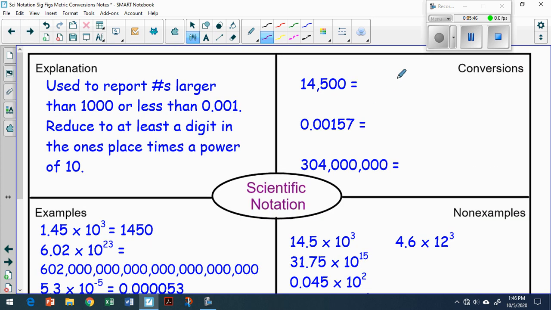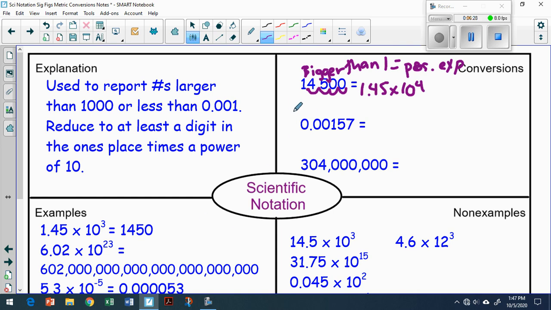So practice some conversions here. This is going to have a positive exponent because it is bigger than 1. Positive exponent. So how many to move it? I need that decimal place right here to make the 1, that non-zero left of the decimal. That's 1, 2, 3, 4 positions. So this would be 1.45 times 10 to the fourth. Notice that I left off those placeholder zeros. I don't need them once I convert to scientific notation.